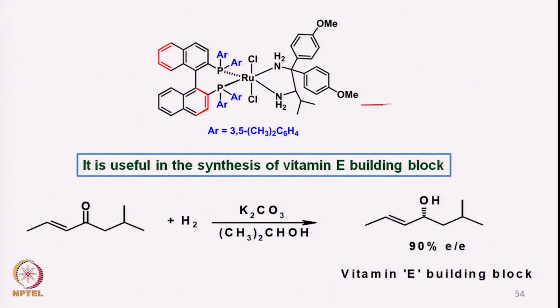Now, this particular molecule has also been used as a catalyst in the hydrogenation of this enone to the corresponding allylic alcohol, and as you can see, it is not a hydrogenation of a double bond, but a reduction of the ketone, and it gives the corresponding allylic alcohol in 90% enantiomeric purity, which is a building block for the synthesis of vitamin E.